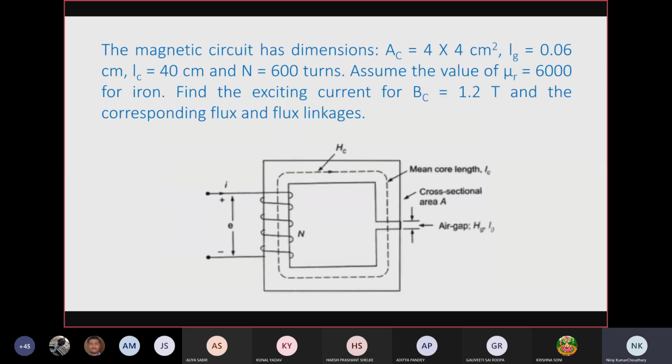So now, based upon the previous formulas related to magnetic field intensity, MMF, reluctance and flux density, you can solve these types of questions related to a magnetic circuit. So all of you please note down this example. Just using the formula you can solve it. Note this down.